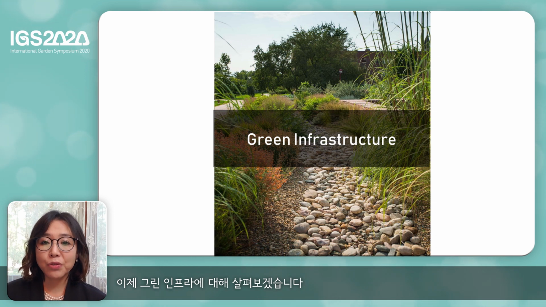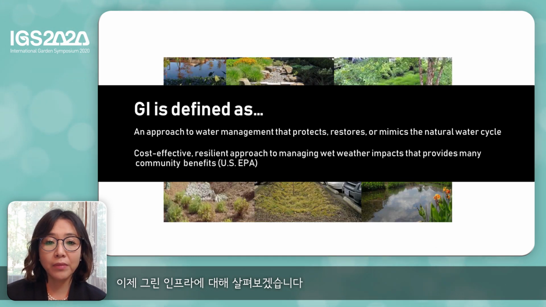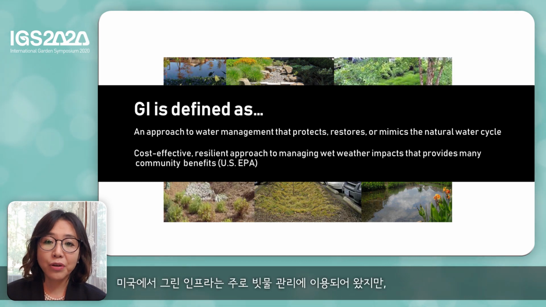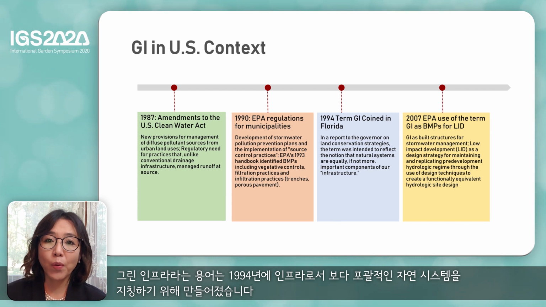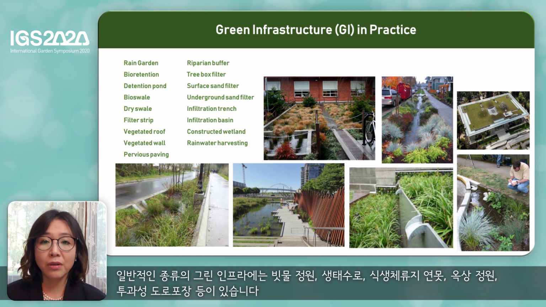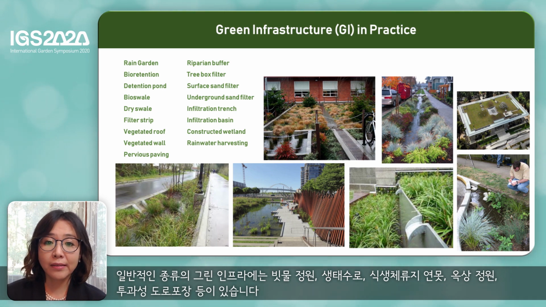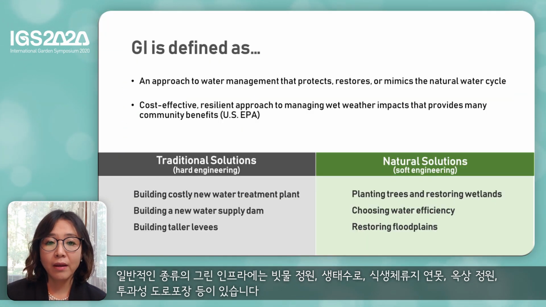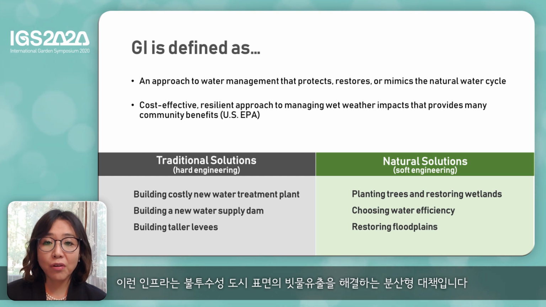Now let's shift gears into green infrastructure. In the United States, green infrastructure has mainly been used in stormwater management, although the term was coined in 1994 to denote more comprehensive natural systems as our infrastructure. Common types of green infrastructure include rain gardens, bioswales, bioretention ponds, roof gardens, and permeable paving, among others. These are decentralized measures to treat urban runoff from impervious urban surfaces.